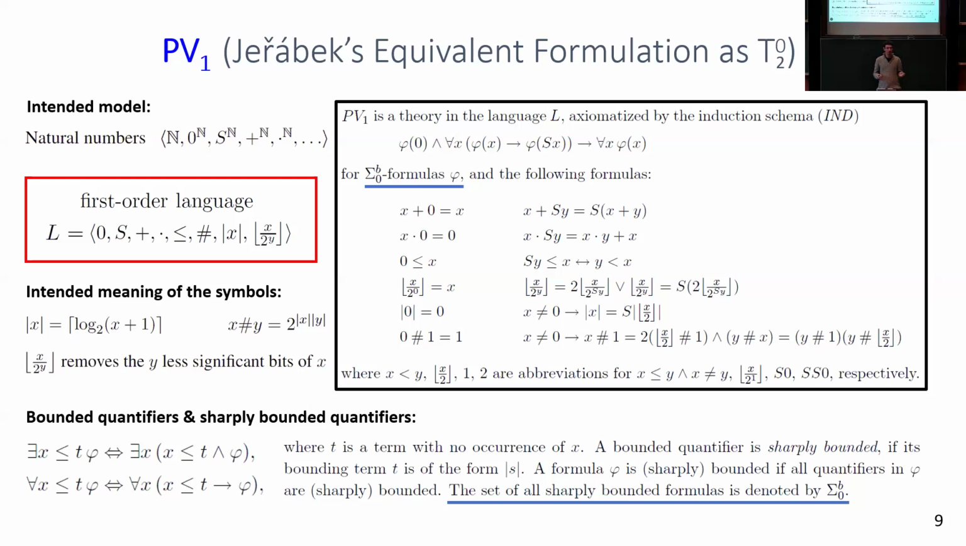It's a first order theory for the natural numbers. It has some limited induction. It has some finite set of axioms about the symbols. Any questions about the definitions?